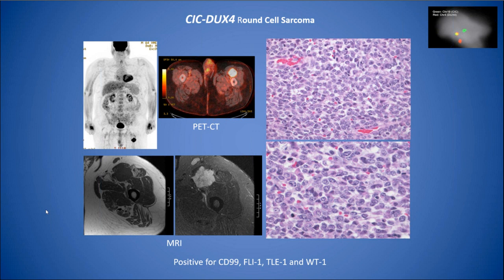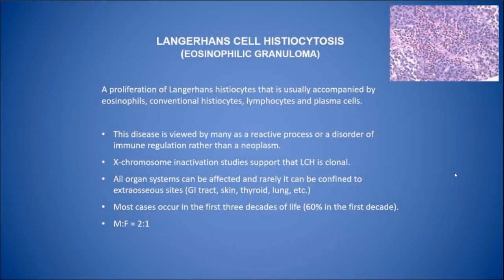And essentially, the moral of this case is that WT1 is your wild card in the diagnosis of these tumors. Every time you see a Ewing sarcoma that is atypical, meaning that it doesn't have all the classic features of Ewing sarcoma, do a WT1. If it's positive, it is likely to be a CIC-DUX4 rearranged round cell sarcoma.